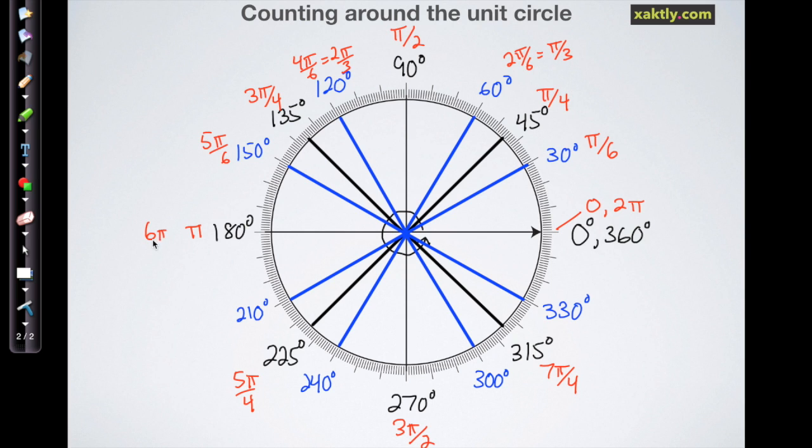6π over 6 is pi, so we're right on track. 7π over 6 stands alone. 8π over 6 is really 4π over 3. 9π over 6 is 3π over 2. 10π over 6 is 5π over 3. And then 11π over 6 is our 330 degree angle. And then we're right back to 12π over 6, which is 2π. And so that's how we count around the unit circle. I'll just clean this up a little bit.